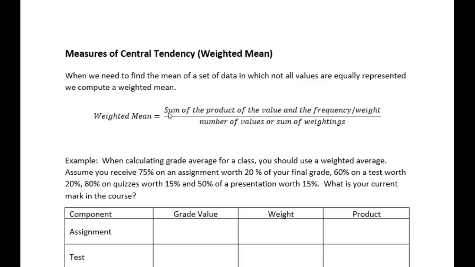So the weighted mean is the sum of the product of the value and the frequency, or the weight, divided by the number of values, or the sum of the weightings. So it's a little bit different. Let's do a couple examples of weighted mean to see how we actually do that computation.